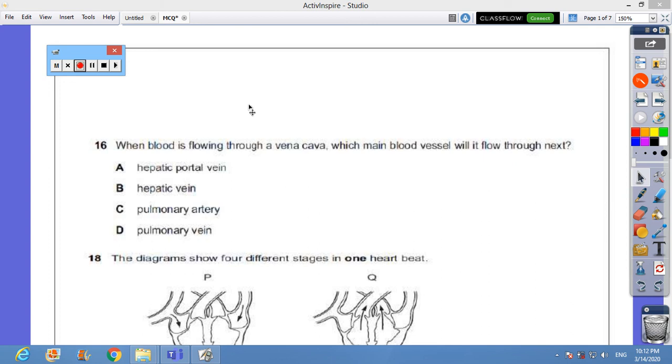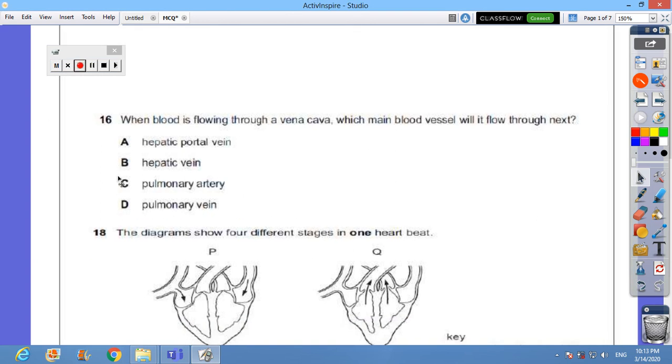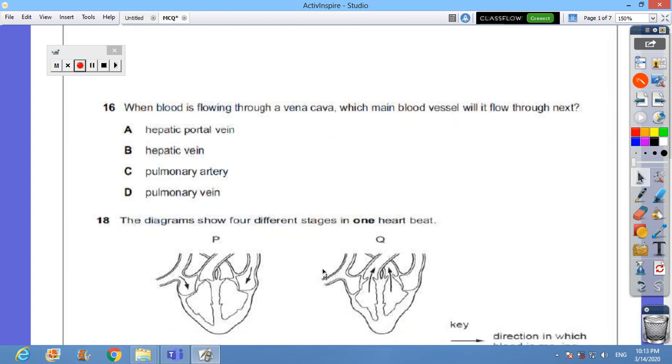With the MCQ multiple choice questions about chapter 9, when blood is flowing through the vena cava, which main blood vessel will it flow through next after the vena cava? The vena cava collects the blood from the body to the right atrium, from there to the right ventricle, and then the blood will be carried to the outside of the heart to the lung through which blood vessel? Correct. Pulmonary artery. So the answer must be C.